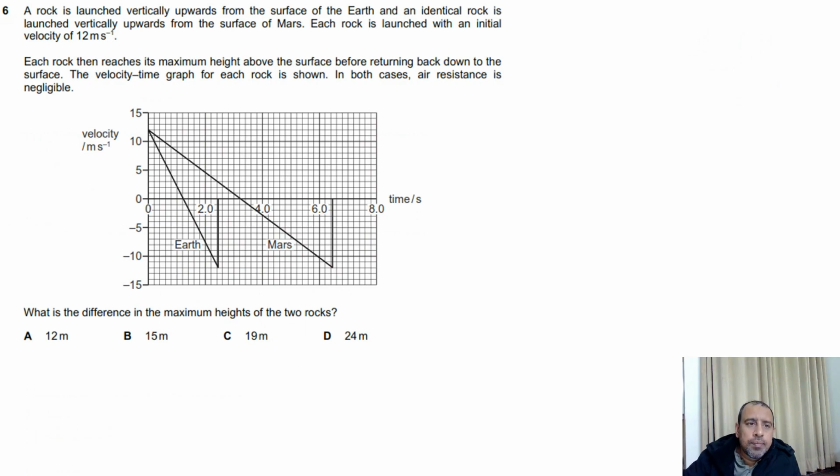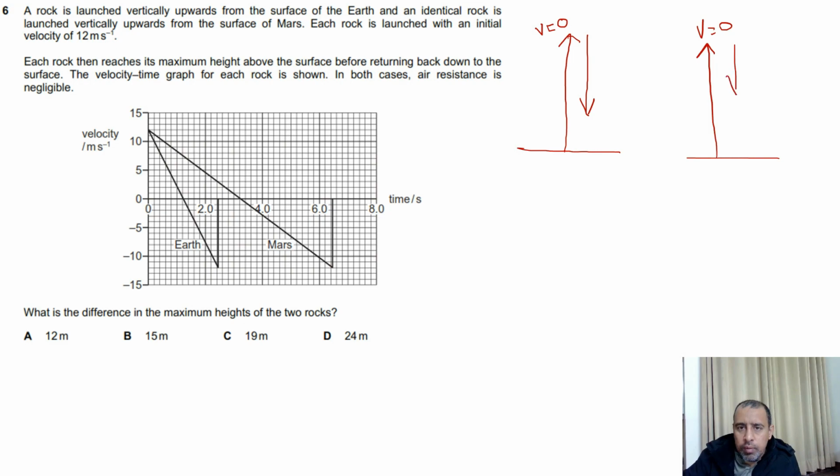For this question, a rock is launched vertically upward from the surface of the Earth, and an identical rock is launched vertically upward from the surface of Mars. It means we have a surface here, and bodies move upward in this way on Earth, and here its velocity is 0, and then it will come back. Here the body moves up, the velocity is 0, and then moves down. For example, this is Earth and this is Mars.